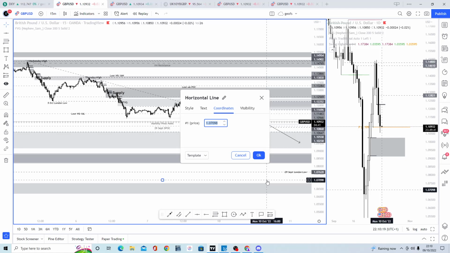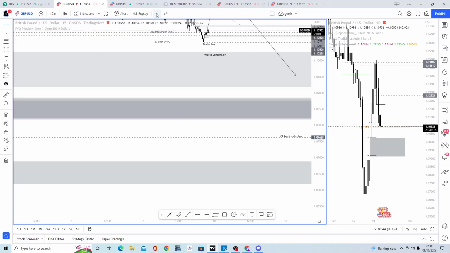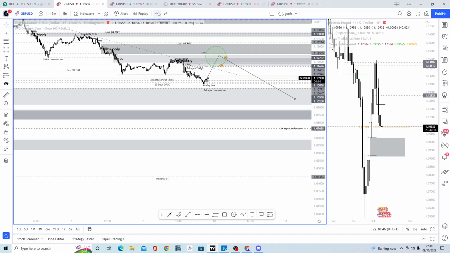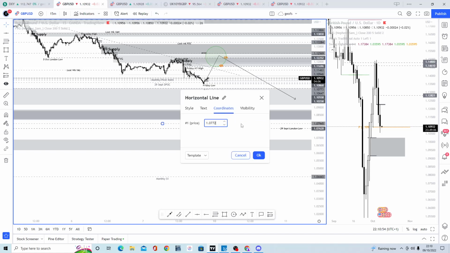Where'd it go? Did I type? No. Yeah, I think I typed it wrong. Undo. Interesting. Yeah, a lot of volume down there.